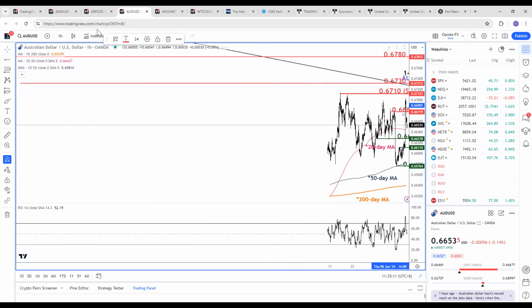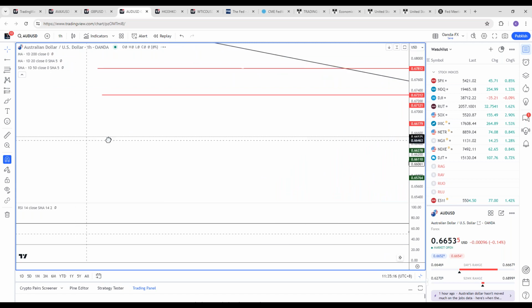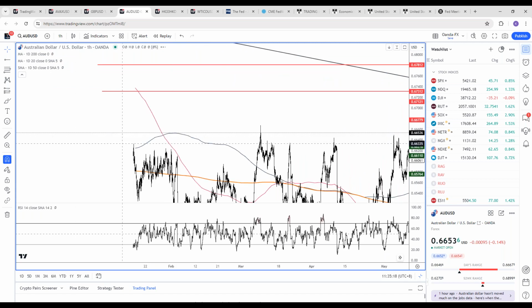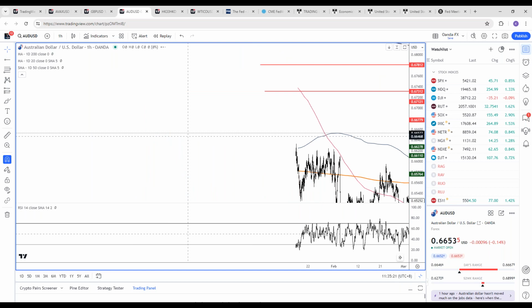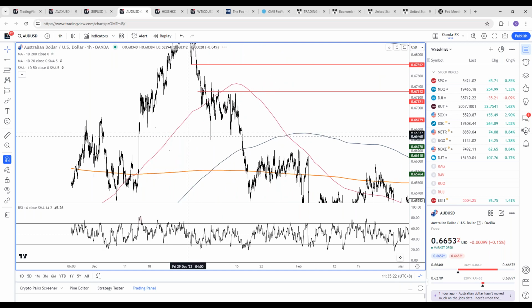So what's 67.80 in the short term? Let me go back over here so you can see. Go all the way back. Is this level here?